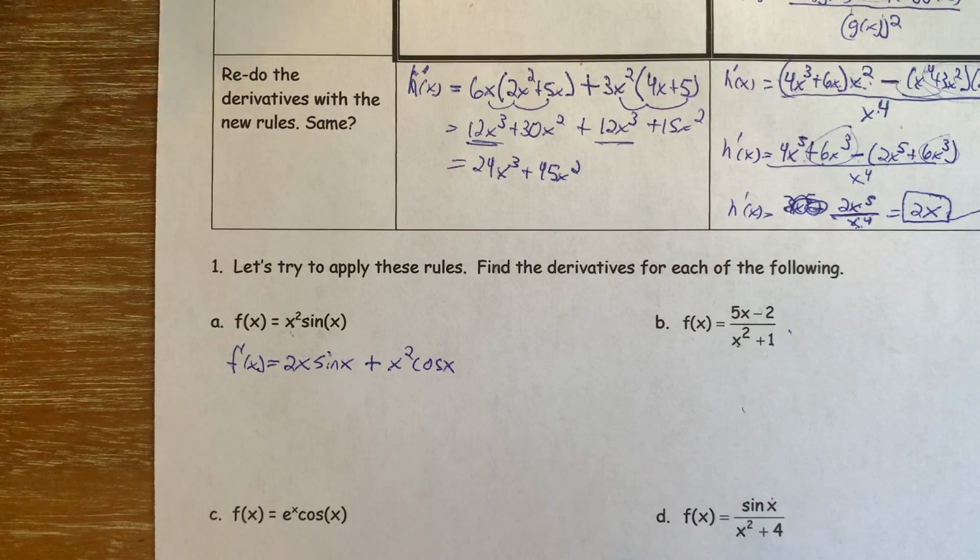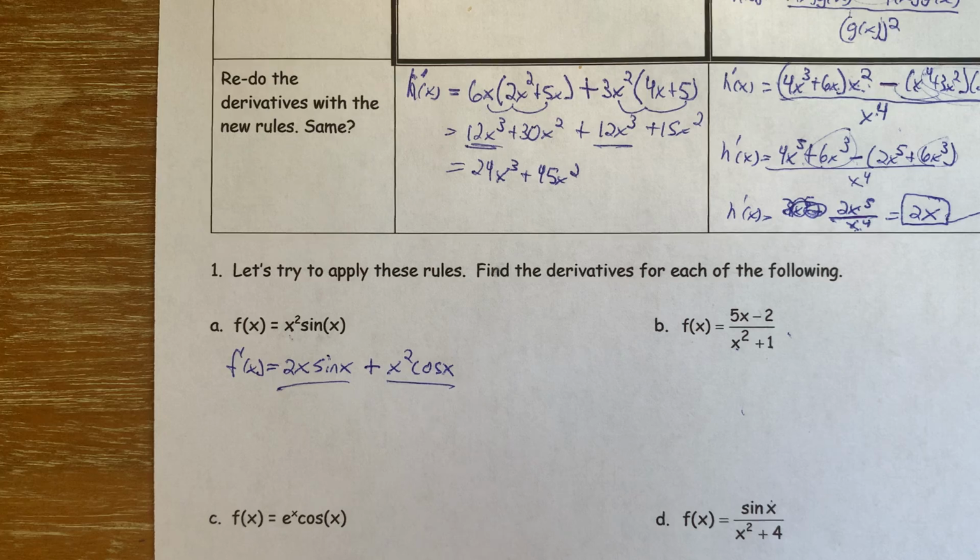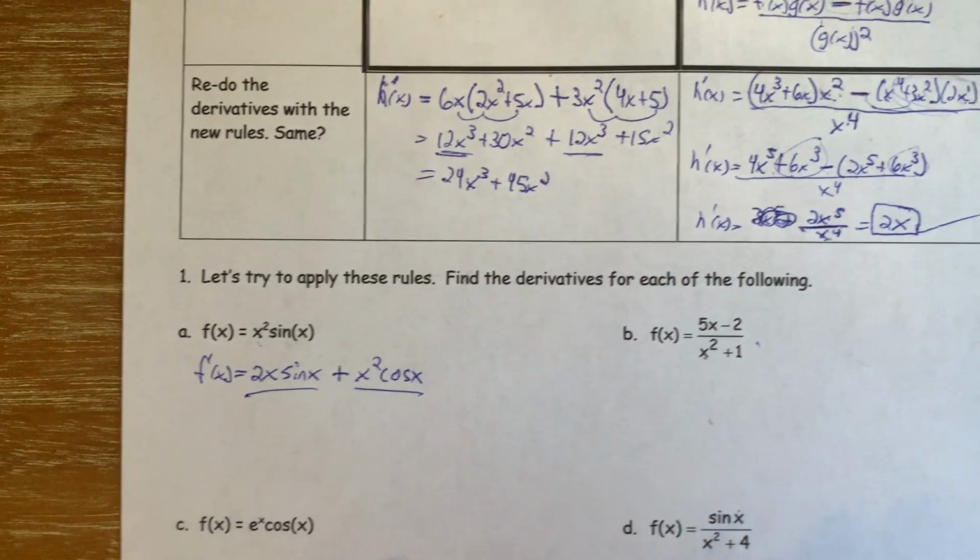There are no polynomials to combine. None of these are like terms. And our answer is just done. It's a pretty easy rule. The product rule just isn't bad. You get used to it pretty quickly. It's not a big deal. The quotient rule is always a little bit uglier.